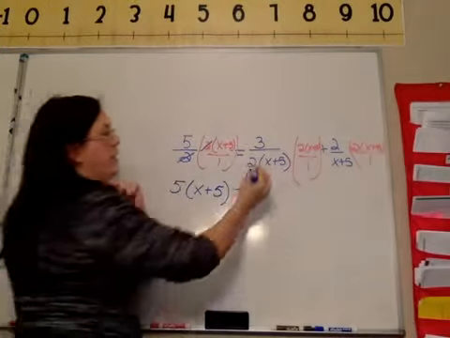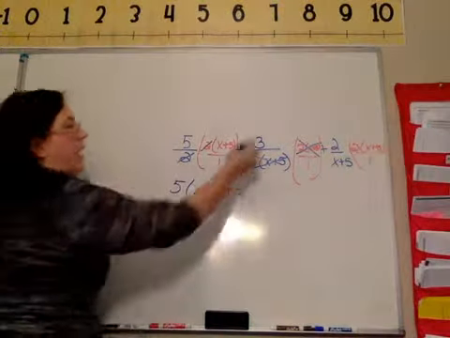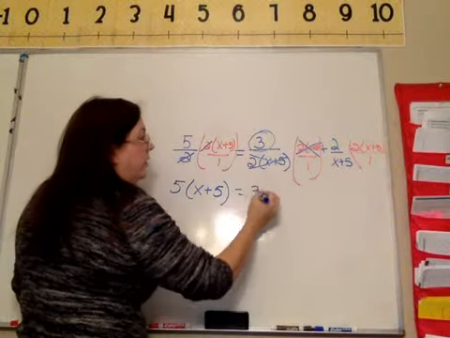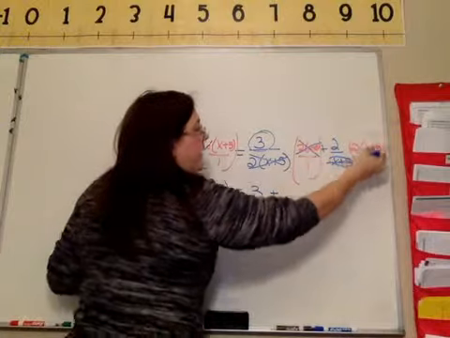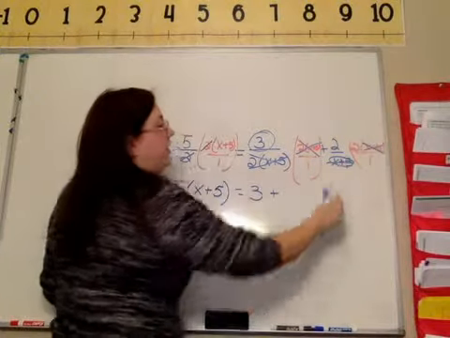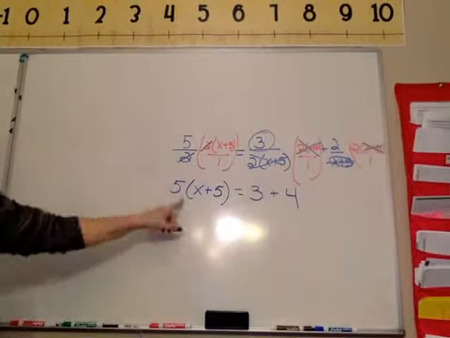On this one, the whole thing cancels with this whole thing. That leaves me just the 3 up here. There's my plus sign. And on this one, the x plus 5 cancel, leaving 2 times 2 is 4. So that big old messy thing just turned into this.